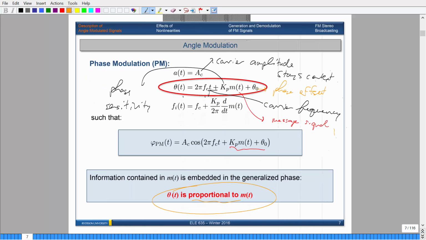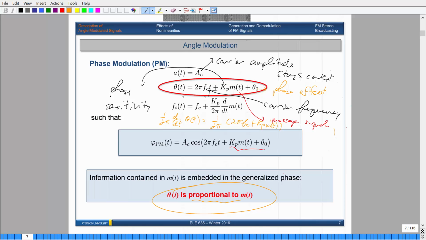Before I continue, let's look at how this relationship is derived. Remember that this is our phase. The instantaneous frequency is equal to 1 over 2 pi d by dt of theta of t, okay? So you find this by taking the derivative of this. In this case, you get 1 over 2 pi, and then the derivative of this is 2 pi fc, plus kp times m prime of t, and then the derivative of this constant goes to 0. So that's what we get.